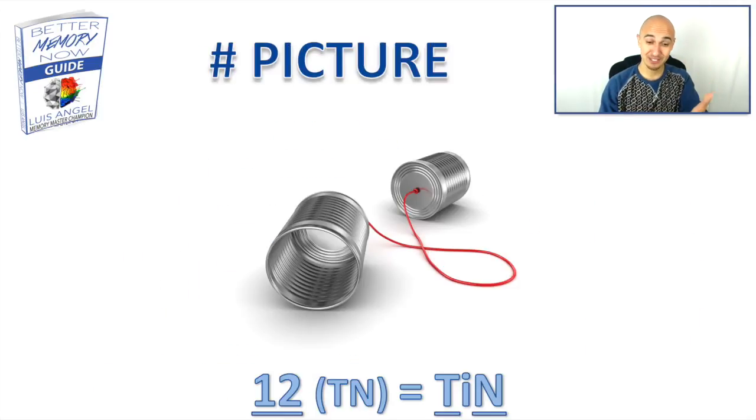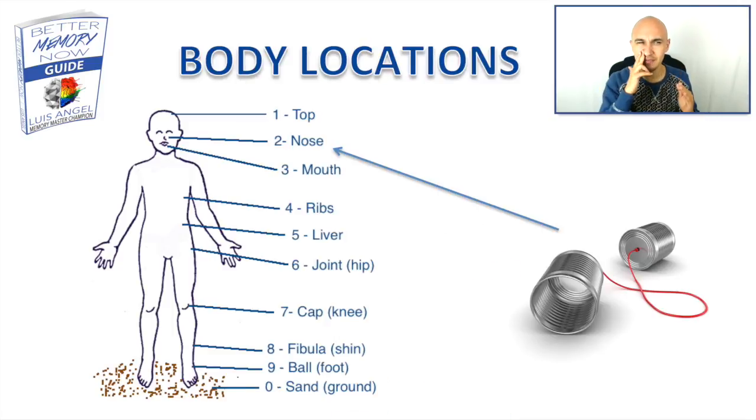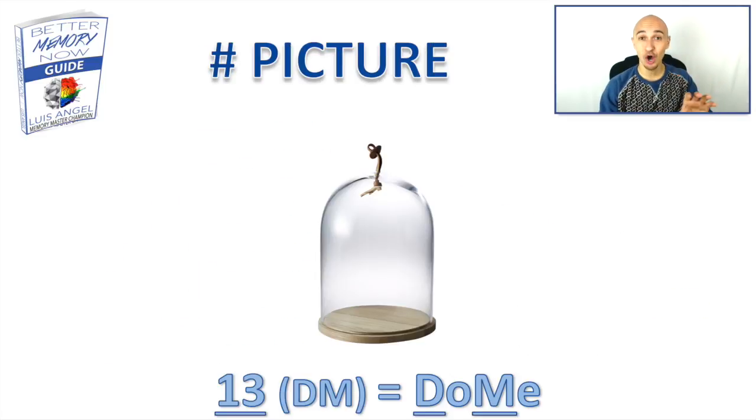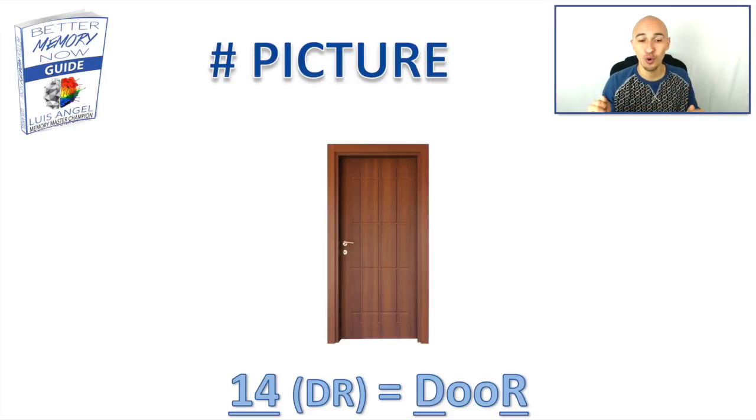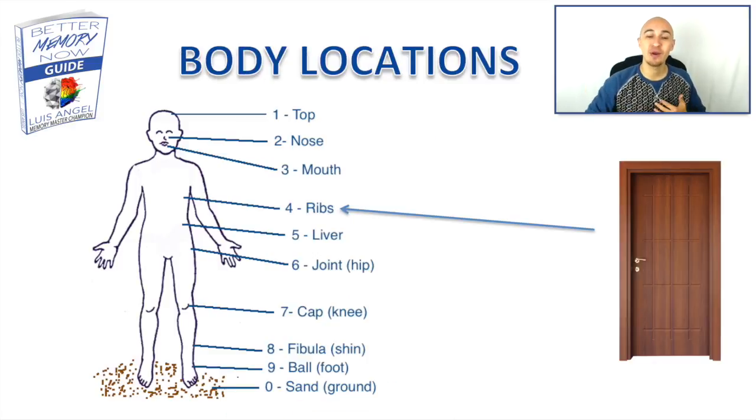For the number 12, I would picture a tin can. 1 is a T or D sound, 2 is an N sound. So possibly picture the tin can and you're maybe stuffing it inside of your nose. Remember, that's going to help us remember it better. 13 is dome, and I would picture that on my mouth. So maybe I'm just screwing on this glass dome onto my mouth. 14 is door. 1 T or D sound, 4 is an R sound, and I would picture that on my ribs. So I'm possibly opening up the door and I'm looking at my ribs, and then I shut the door closed. Okay, so see it, hear it, feel it. What does it feel like? The more senses you add to it, the easier it is for you to recall it.